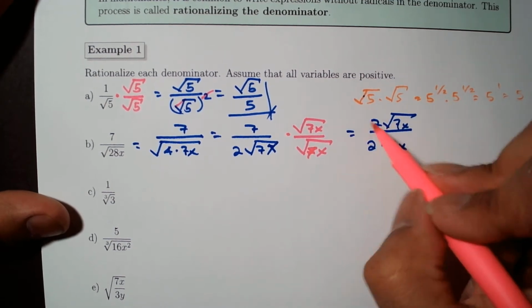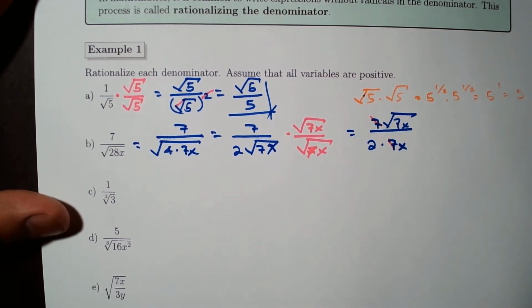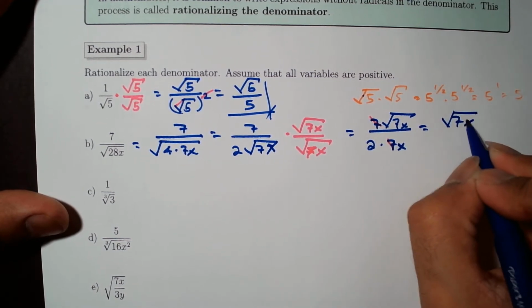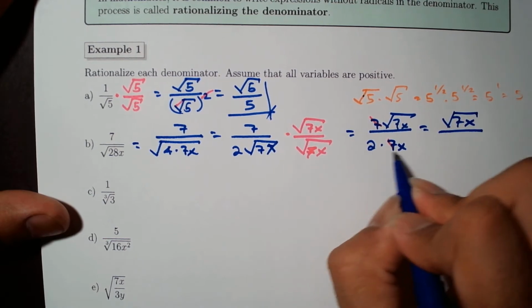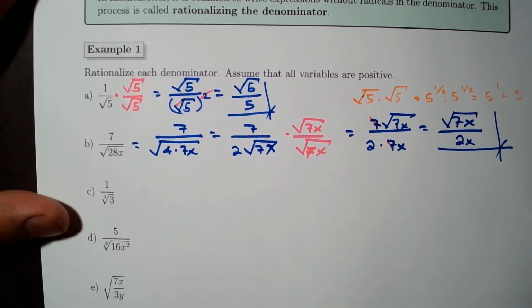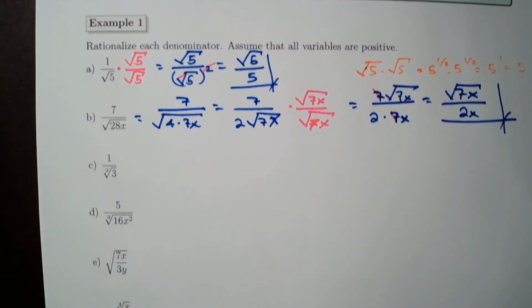And in this case, we can call it a day for these sevens. And that's the final answer, square root of 7x over 2 times x, which is 2x. Don't forget about this x. Final answer for this one.